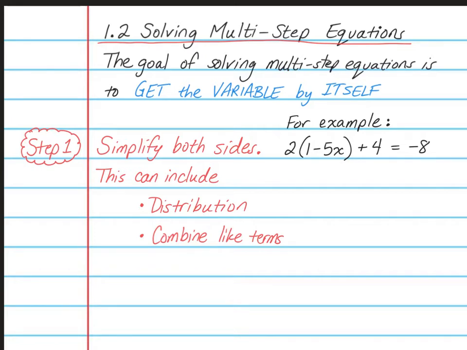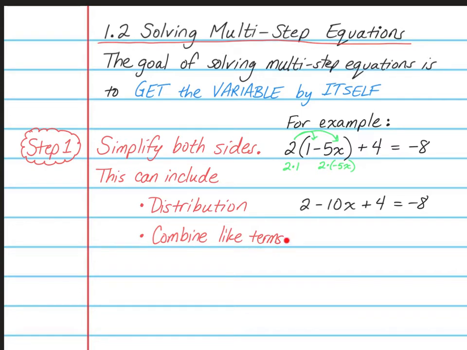So let's do that. I'm going to distribute 2 into both parts. So remember that means 2 multiplied by 1 and 2 multiplied by negative 5x. So my next step would be 2 times 1, which is 2. 2 multiplied by negative 5x is negative 10x. And then what I'm going to do is just keep all the rest of it the same. So I'm going to do plus 4 equals negative 8. So that was using the distribution method here.